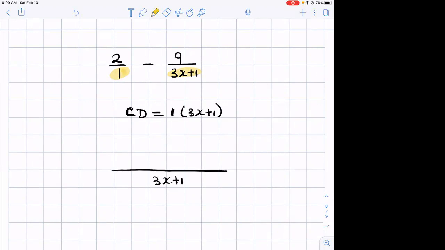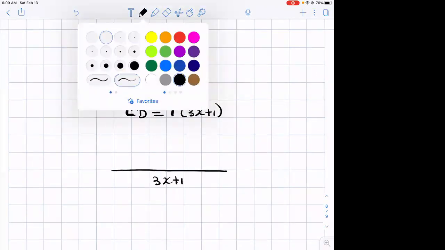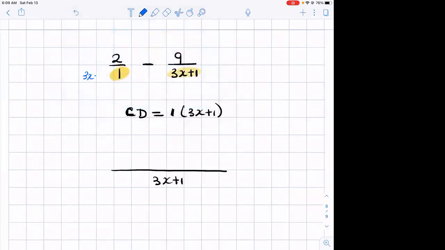If you look in the first denominator, I am multiplying that by 3x plus 1. So I must multiply the top by 3x plus 1. So we have 2 times 3x plus 1 minus, if you look in the second denominator here, that is already the same as the common denominator. So all I'm doing is multiplying that by a 1. So this becomes 9 times 1.